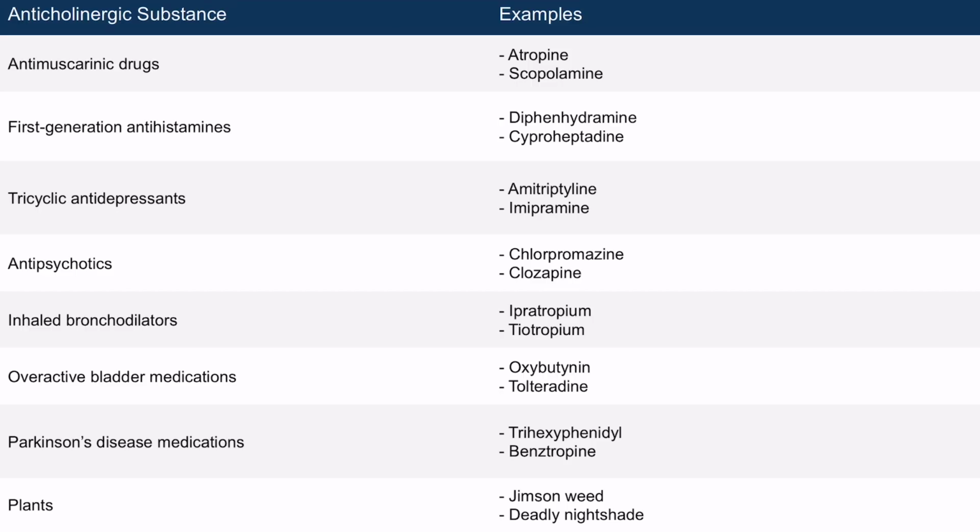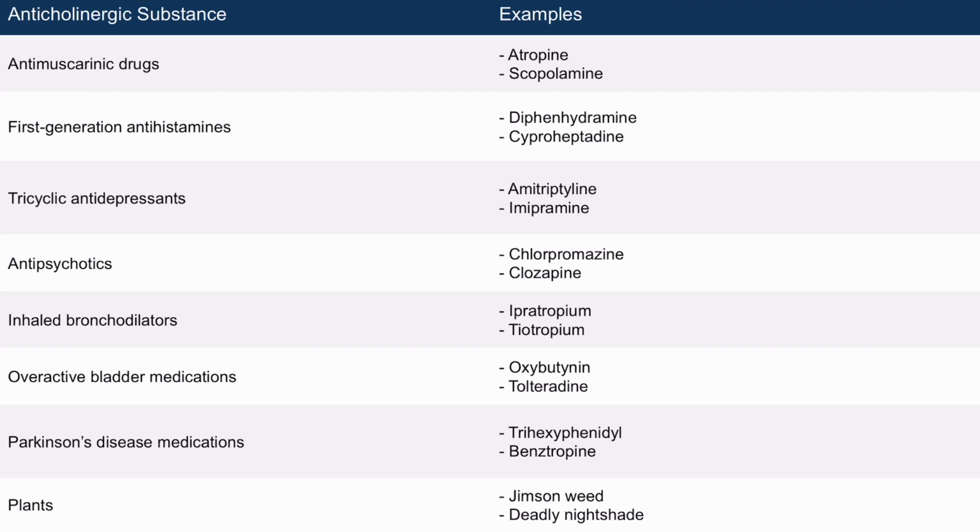There are many substances that can cause anticholinergic poisoning. Many of these substances are medications. However, some plants can cause this type of toxicity as well. Let's go through some of the high-yield medications and plants that can cause anticholinergic toxicity. Any drug that inhibits muscarinic receptors as its primary mechanism of action can cause anticholinergic poisoning. Two examples of antimuscarinic drugs include atropine and scopolamine.